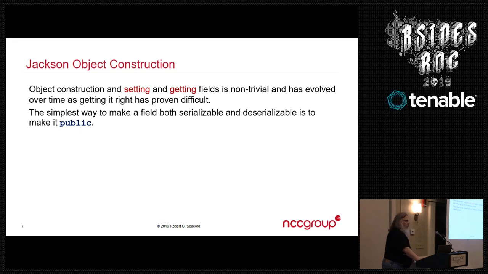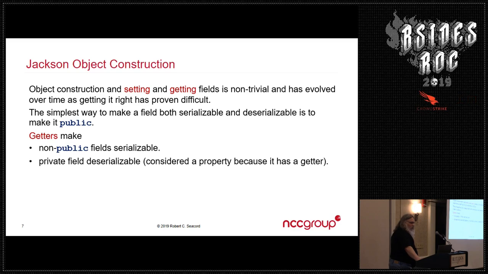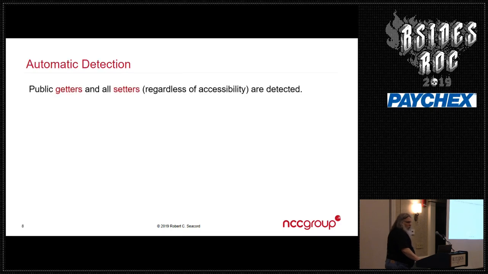So the simplest way to make a field in your class both serializable and deserializable is just to make it public. If you don't want to make it public, because generally speaking that's bad software engineering practice, you can have getters. So non-public getters will make non-public fields serializable, and that makes a certain amount of sense. It will also make private fields deserializable, because once you have a getter for it, it's now considered a property by Jackson, and so it now becomes deserializable. And setters will also mark non-public fields as deserializable. So public getters and setters are detected, again, regardless of accessibility.